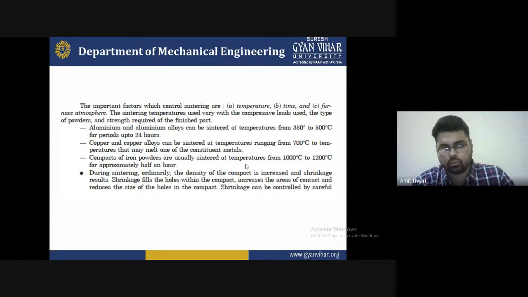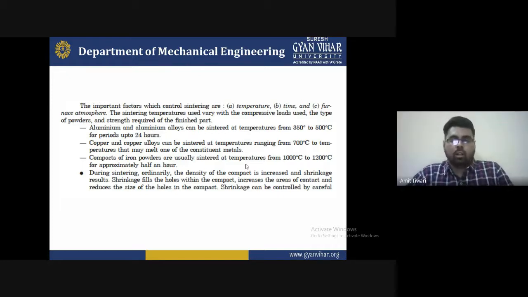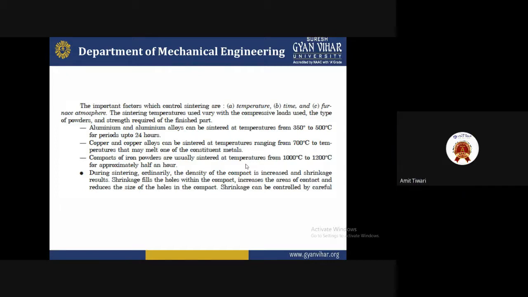This is the technique we adopt to maintain the temperature of the furnace, by controlling the temperature, the time, and the atmosphere of the furnace. The furnace temperature depends upon what type of metal we have used. For aluminum we have to maintain 350 to 500 degrees Celsius, for copper 700 degrees Celsius, and for iron 1000 to 1200 degrees Celsius. These are all very important factors.